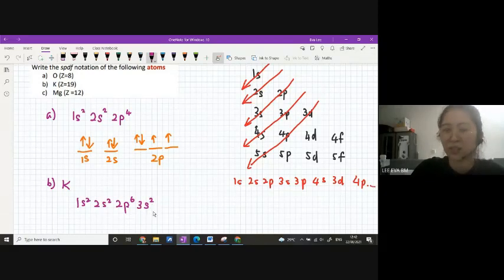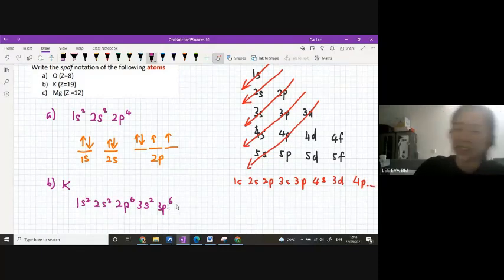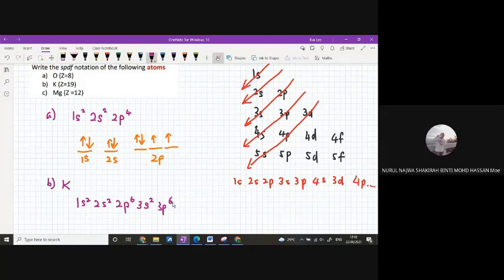another 7 to go. So after 3s, we got 3p. So kita masuk 6 juga. Okay, sekarang kira berapa elektron dah? 18. So one more, can I fit in 3p? Become 3p7? No, because it's already maximum.